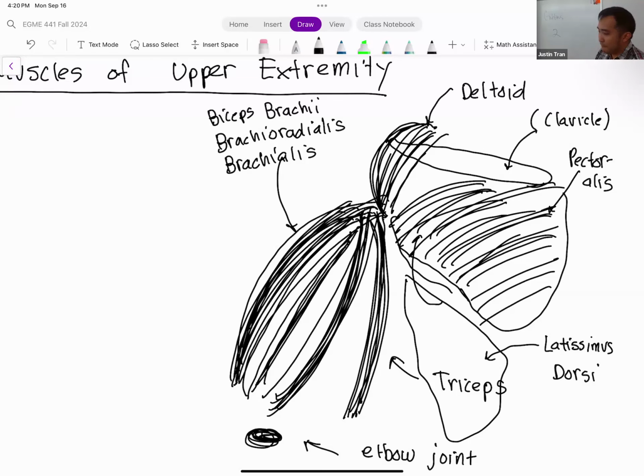And I'll save you guys from looking at my drawings again. Yeah, when we do lower extremity, I'll show you guys the pictures. I'll bring a flash drive with the slides.